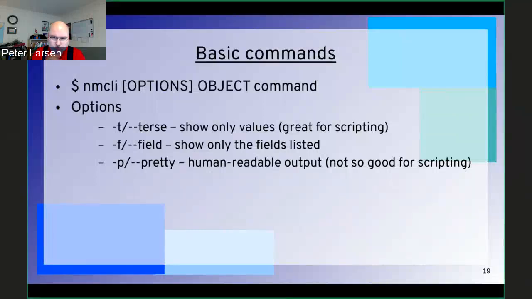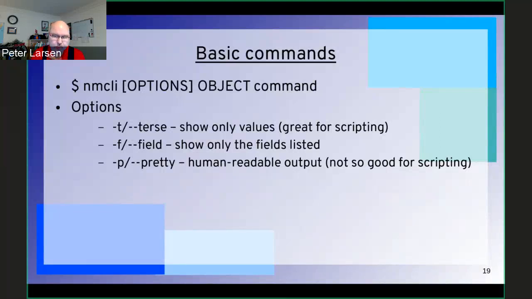Terse is a way of allowing NetworkManager to spit out a very easily computer-parsable list of data items. Instead of writing it so it looks nice, it can write them so you can easily parse them with Perl, Python, or even Java if you want to do that. Fields allows you to customize what data items to actually report back, so you don't get a huge long list if all you're looking for is a name or a state or something else, or if you just want to know the IP address.